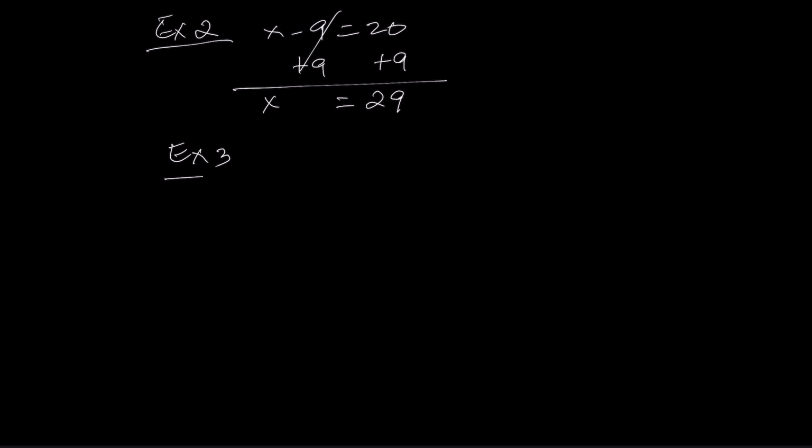Example 3. Minus 4 plus x equals 10. We want x by itself. Add 4 to both sides. X equals 10 plus 4, x equals 14.